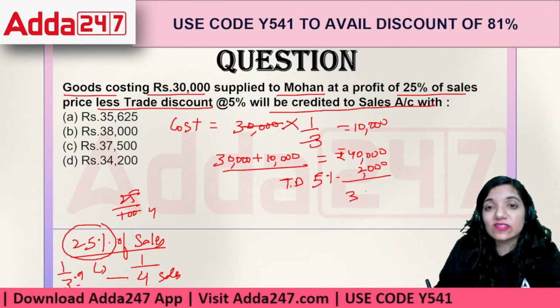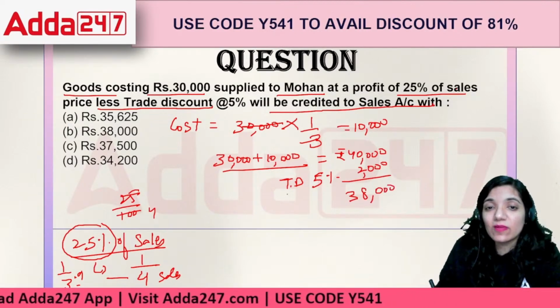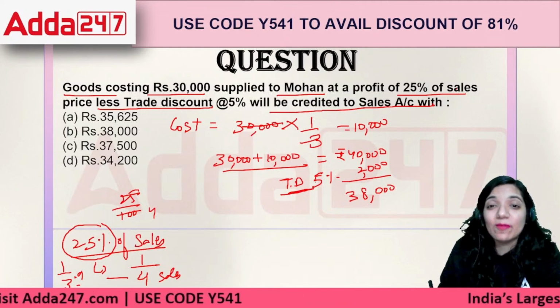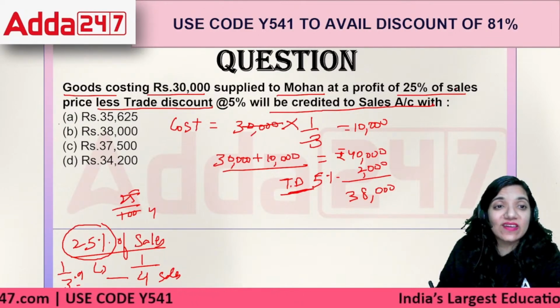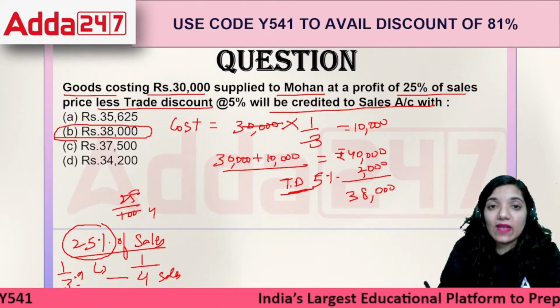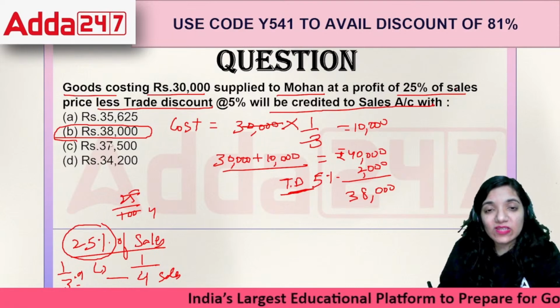So the answer that we're looking for is sales, because the trade discount is never recorded in the sales account; it is deducted before recording. So that means the correct answer is 38,000.